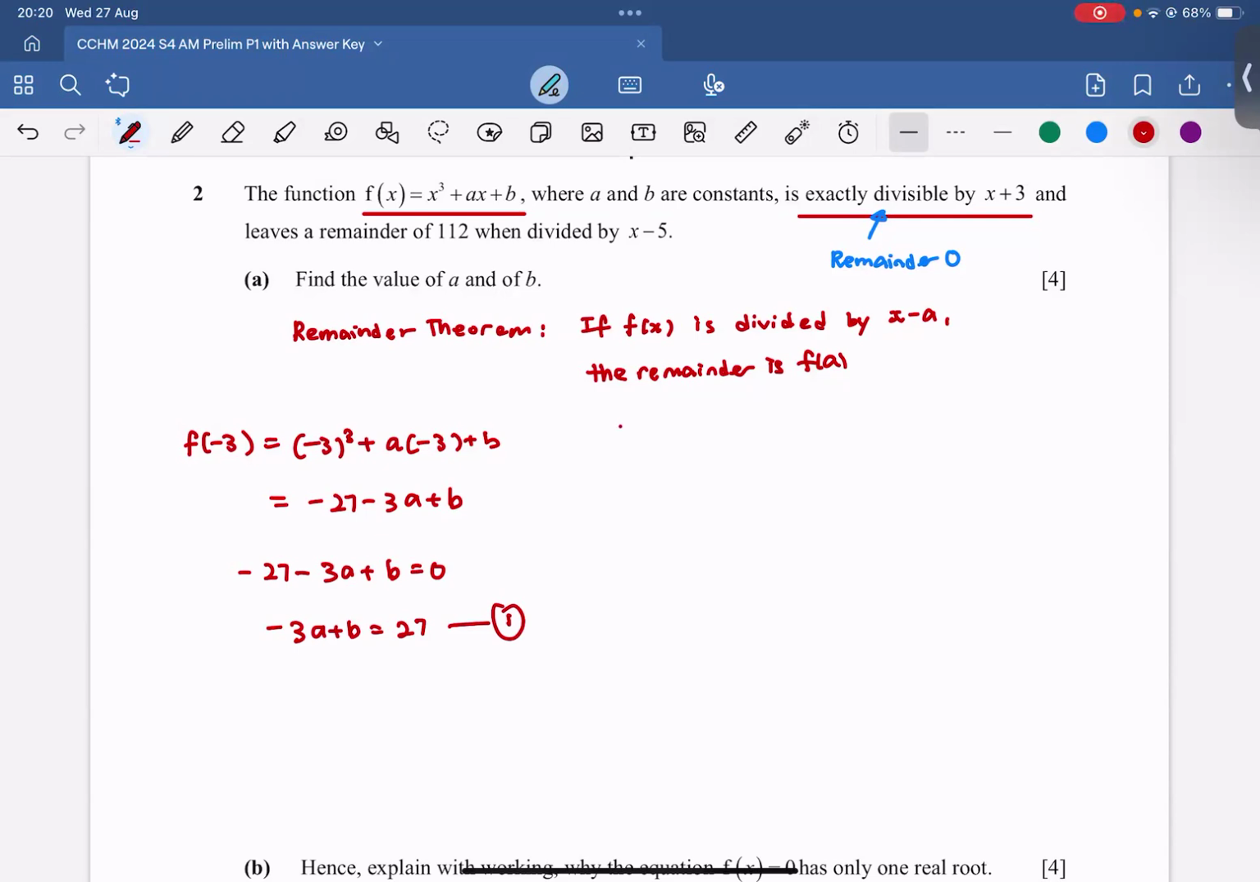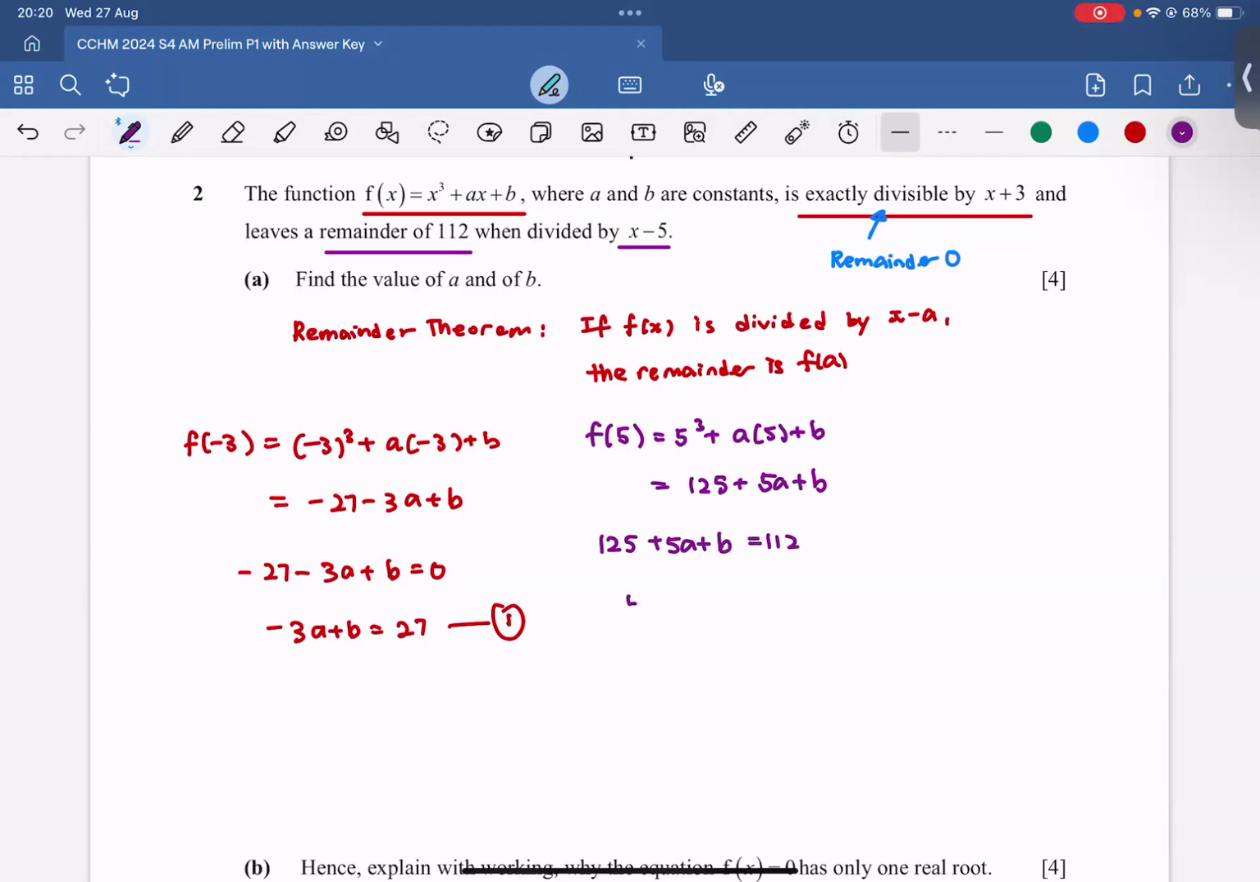So next, when divided by x minus 5, what we do? We will do f(5). So f(5) is 5 cubed plus a bracket 5 plus b. So this is 125 plus 5a plus b. Okay, the question mentioned that it gives a remainder of 112, so we know that this thing equals 112. Rearrange it, equals to negative 13. That's my second equation.